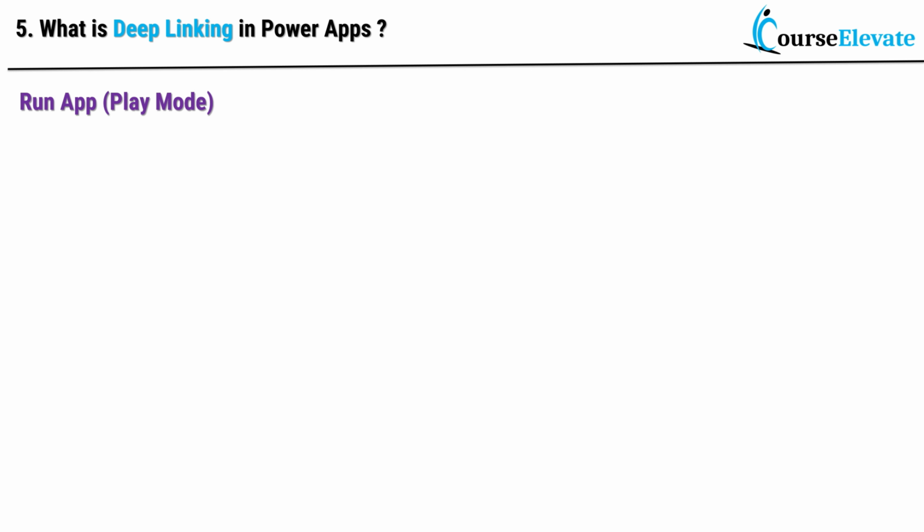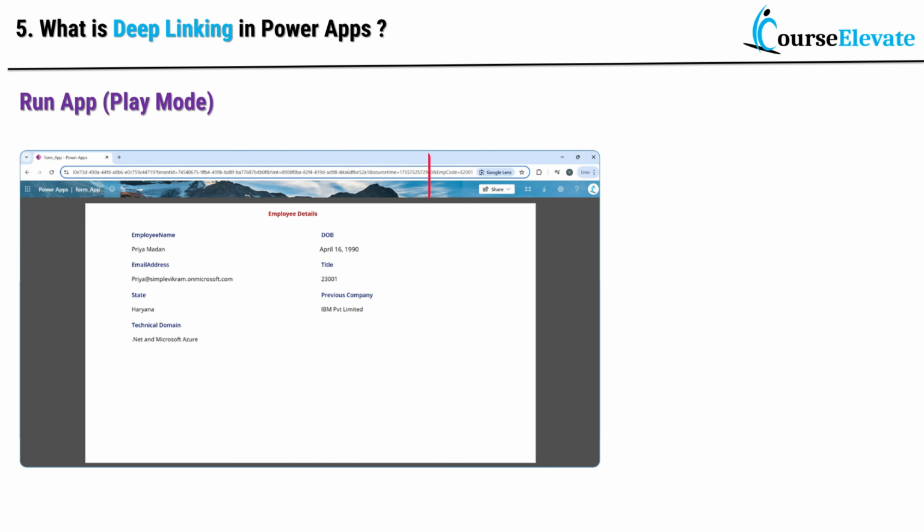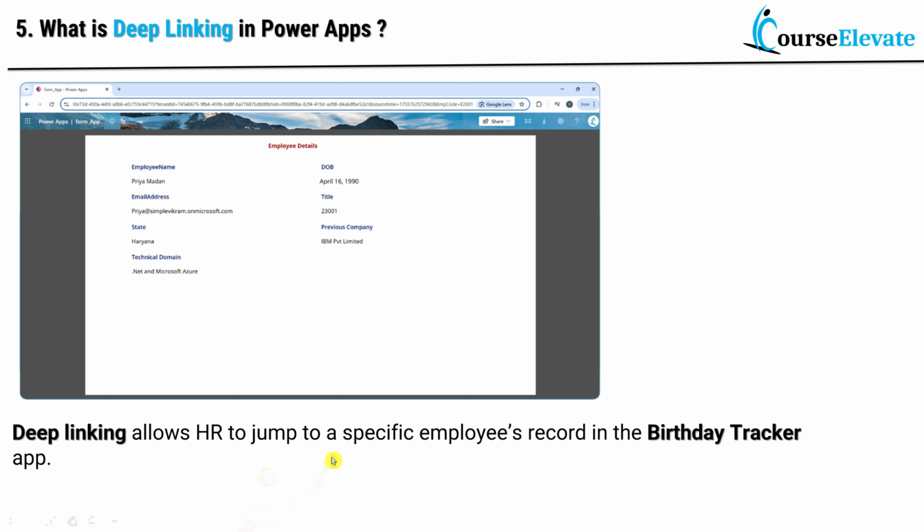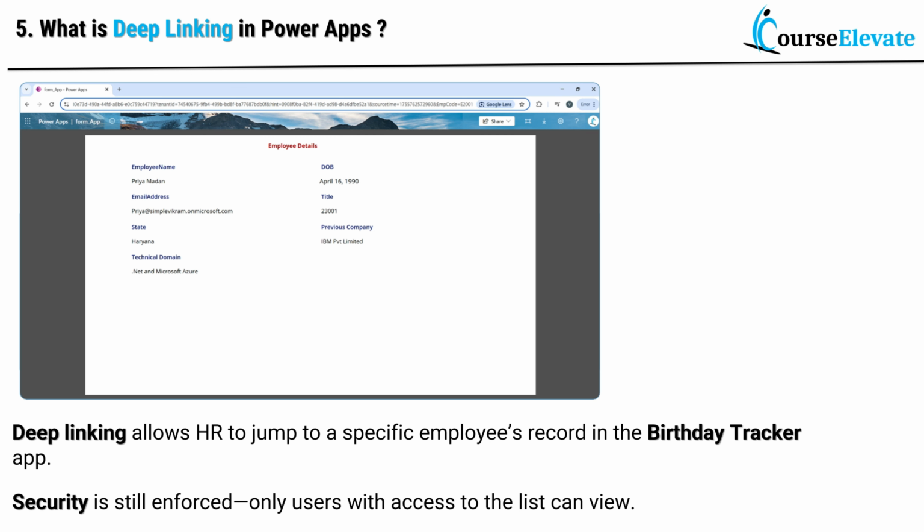Now when you run this app in play mode, we pass the parameter empcode equal to E2001. Then you will be directed to the birthday details screen with the exact record as shown below. So deep link allows HR to jump to a specific employee record in the birthday tracker. Security is still enforced, so only users with access to the list can view the record.